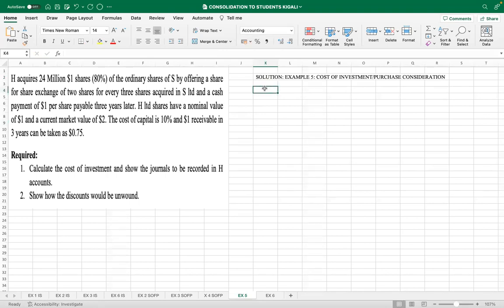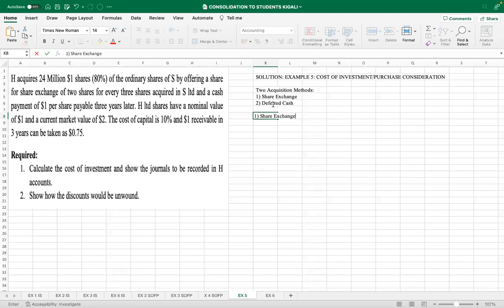So in this question, there were 2 acquisition methods. Number 1, share exchange. And number 2, deferred cash. So we'll be covering them one by one. Let's start with number 1, share exchange. And let us read once more.